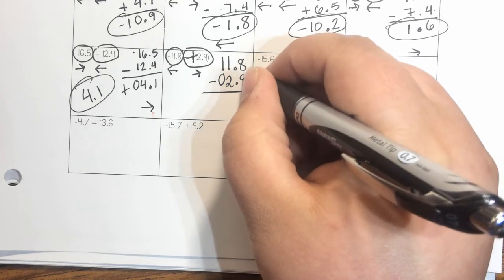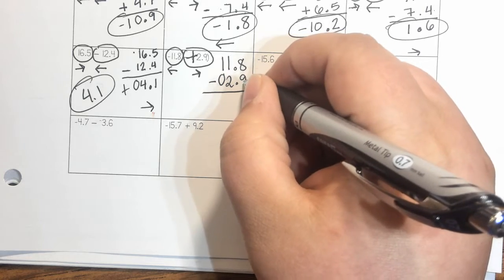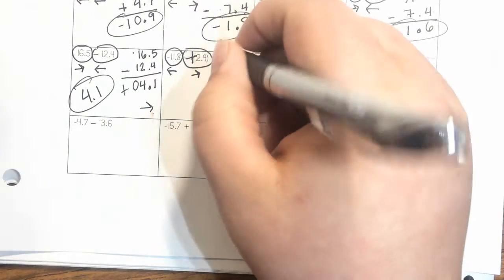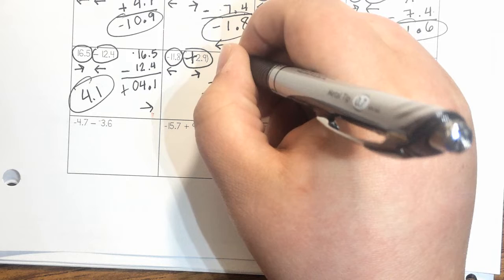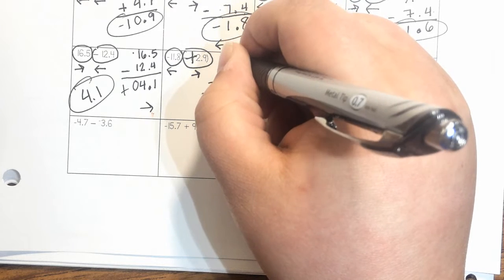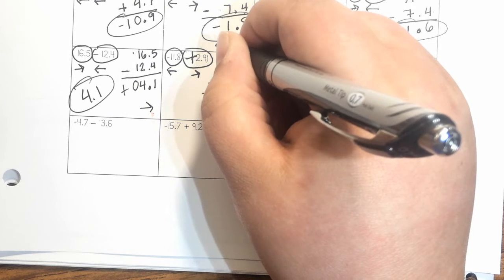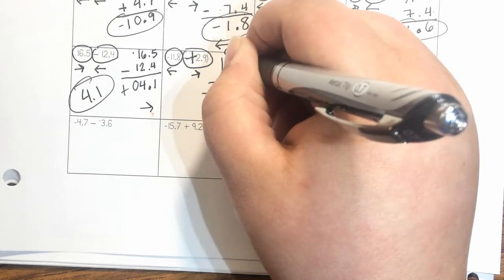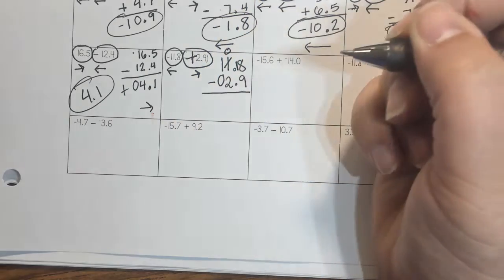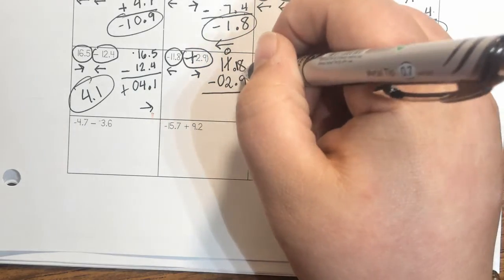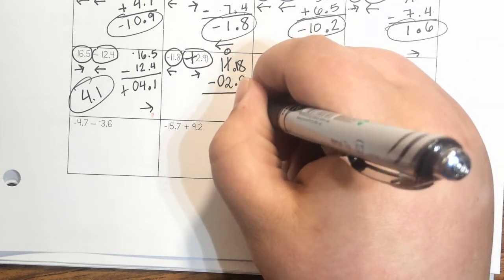I see I've got 8 minus 9, but I cannot take 9 away from 8. There's not enough. So we're going to take the 1's place. We're going to borrow 1 from it, making that 1 less. 1 less than 1 is 0. And this is going to make the 8 into an 18. Now 18 minus 9 is 9.